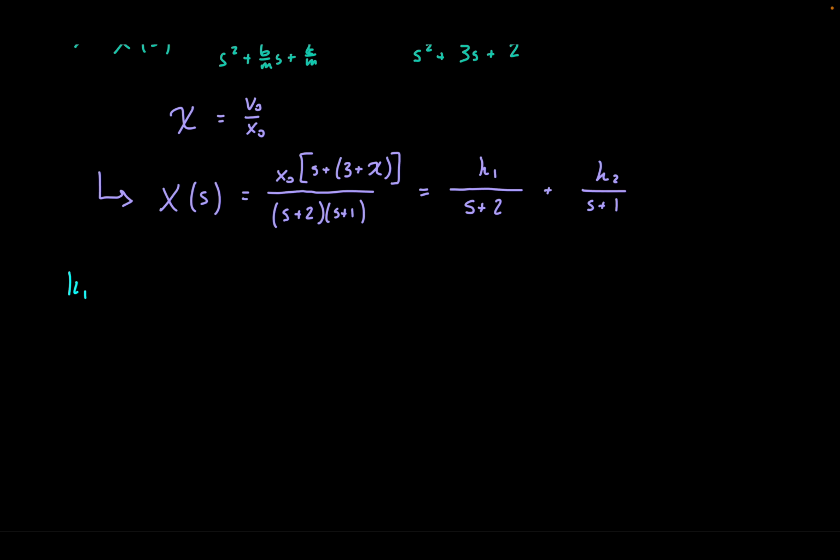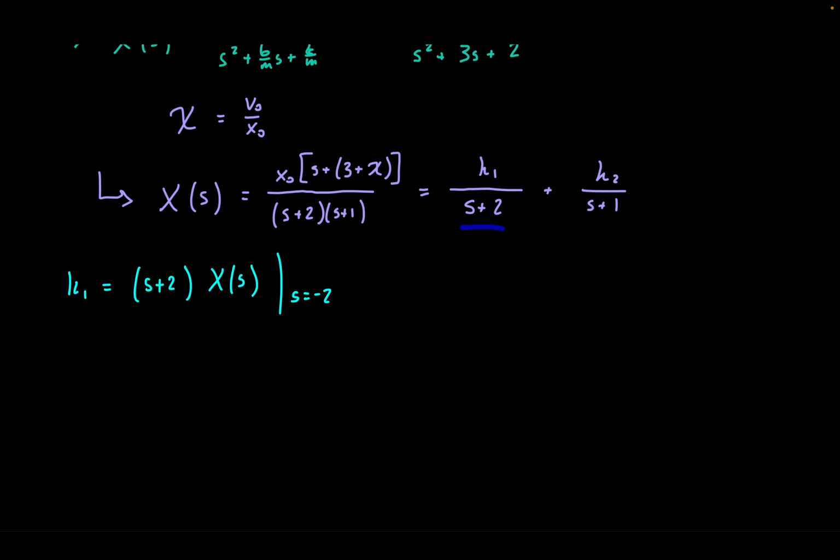So for k1, the way we will calculate that is we'll take essentially the root that k1 is above, and this will be s plus 2, and we'll multiply by X of s, and then evaluate at that root. So when s is equal to -2. So let me say that again. The way we solve for k1 is we take the root that it is above and we multiply by the entire capital X of s. And then we evaluate that at that root.